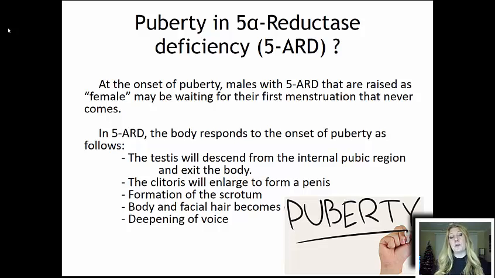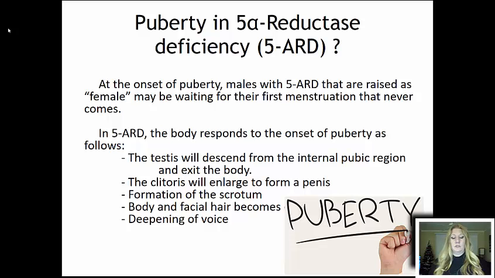So let's look at what happens in puberty with children that have 5-ARD. At the onset of puberty, males with 5-ARD that are raised as female might be waiting for the onset of their first periods, or first menstruation. That never comes. In 5-ARD, the body responds to the onset of puberty with the following symptoms. The testes are actually going to descend from inside the body and drop outside of the body. They're going to turn inside out, literally, and they will descend from the internal pubic region and exit the body during puberty.